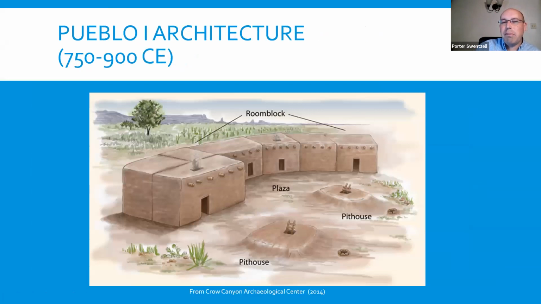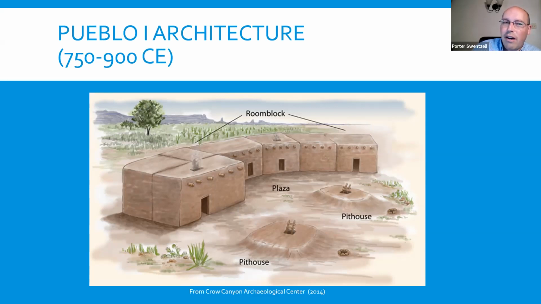And so when the adoption of agriculture really starts to take off about 1500 years ago, you can see that it's not just an adoption of a whole worldview, but it also transforms the architecture into something that we could recognize as Pueblo architecture today, right?